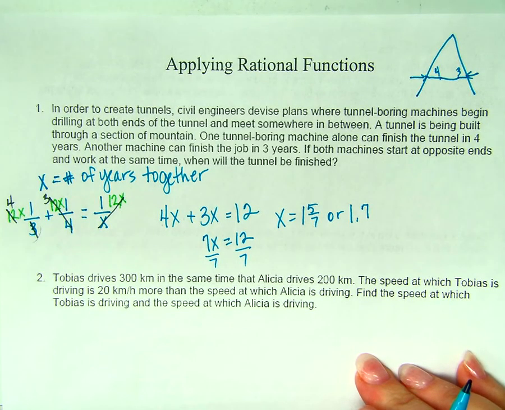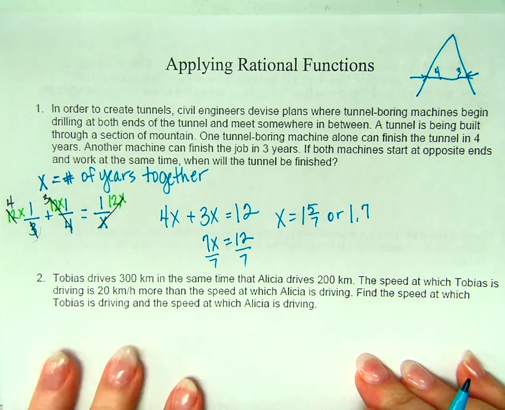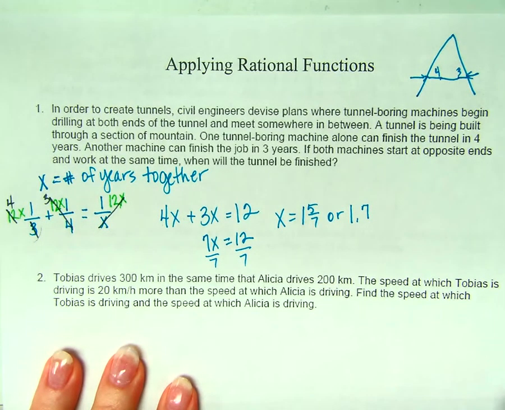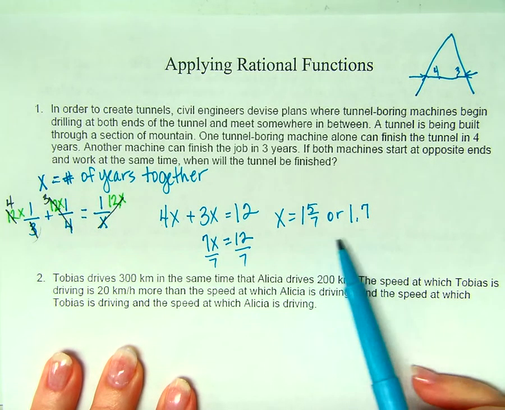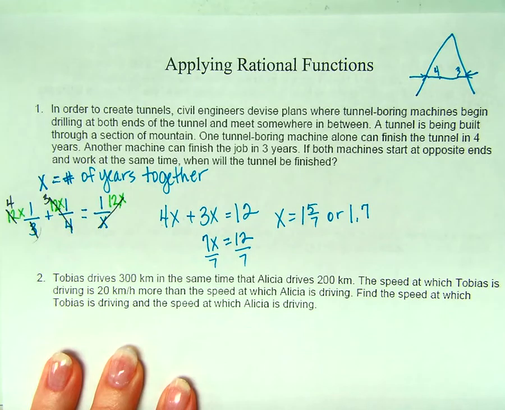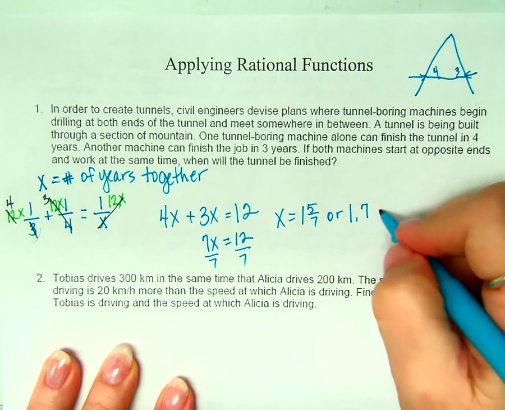Now, I just saw some frustration happen. Please remember, if you put in 12 divided by 7, enter, it's going to tell you 12 over 7. Remember, you got to do control enter for the approximate value. But still, does this make any sense? 1.7. 1.7 what? Years.